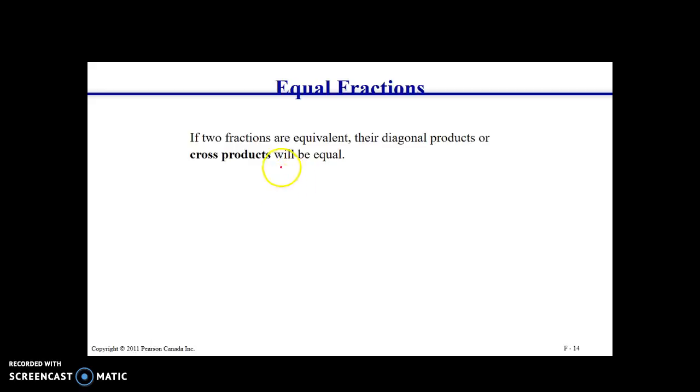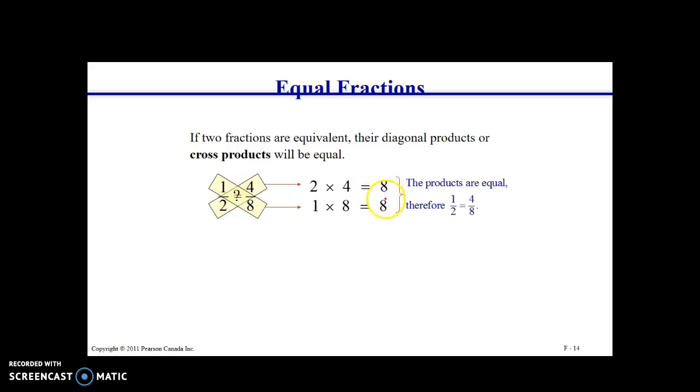So, cross products. This is a great way to check and see if 2 fractions are equal. So let's say we have 1 over 2, or 1/2. Is that equal to 4 over 8? Well, what we can do here is multiply the cross products. So we'll say 1 times 8 is 8, and then we'll go the other way and multiply 2 times 4. In this case, both of the cross products are equal, so we would say that these 2 fractions are equal as well. So that's a great little check if you want to figure out if 2 fractions are equal.